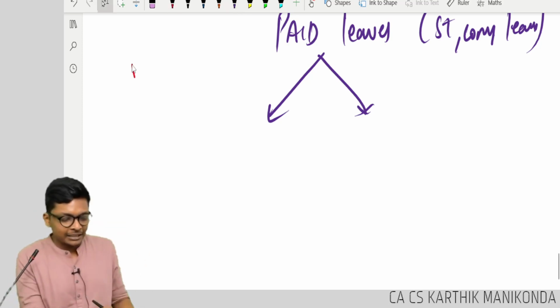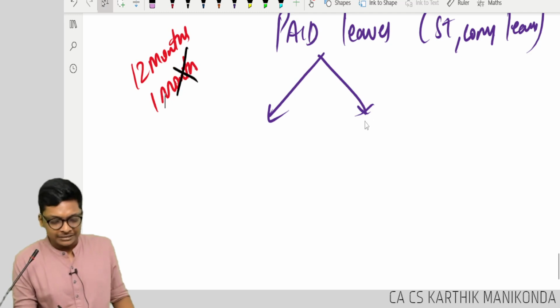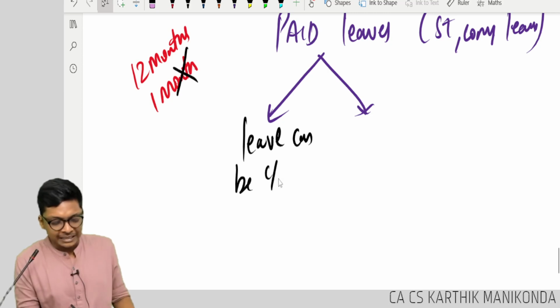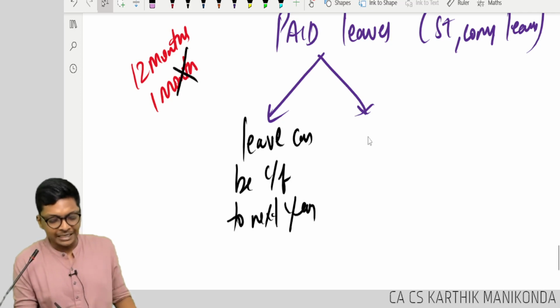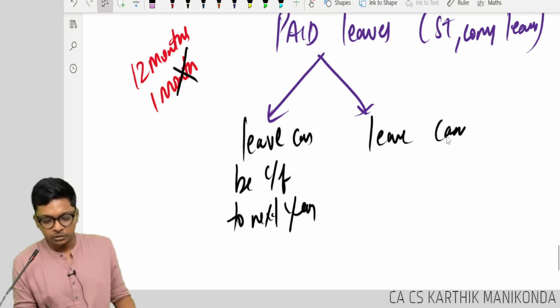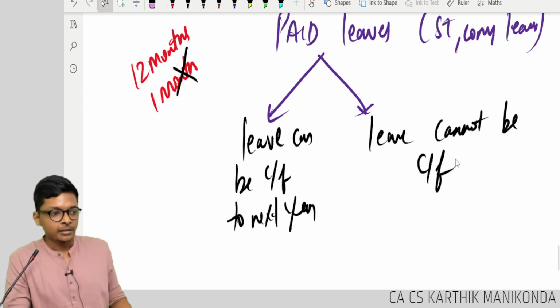Keep in mind that Rajaram worked for the full 12 months. He had the choice to take 1 month leave. Did he take the leave? No. So that leave can be carried forward to the next year. In other cases, leave cannot be carried forward. Sir, I am not understanding, sir.